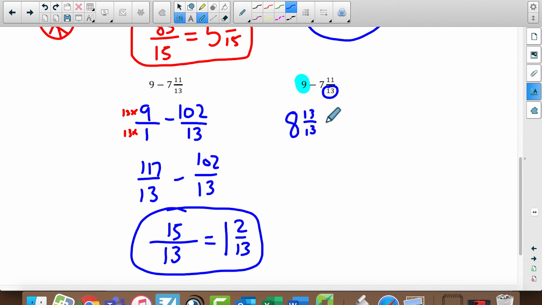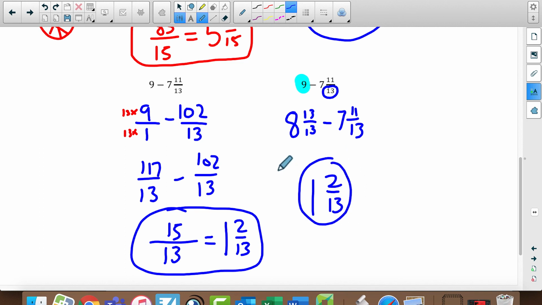So if you get that step, the rest is very fast. I'm just going to rewrite the second one again. Subtract the big numbers. 8 minus 7 is 1. Subtract the fractions. 13 over 13 minus 11 over 13 is 2 over 13. It really is faster. We didn't have to do stuff like multiply 13 times 9 and subtract 117 and 102. Nice numbers, but you gotta know how to borrow.